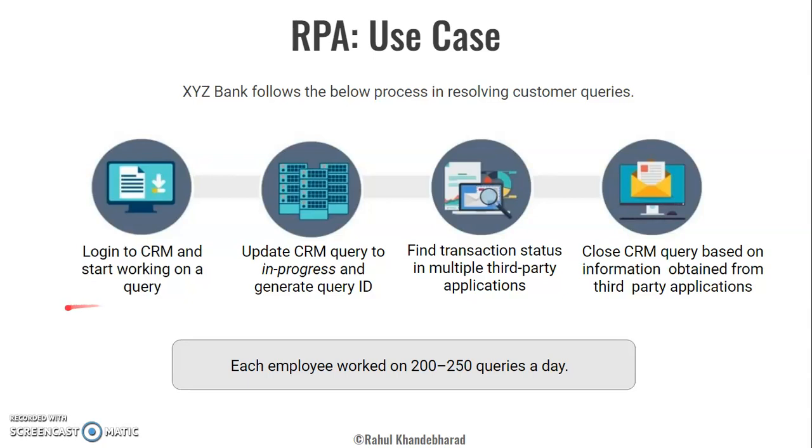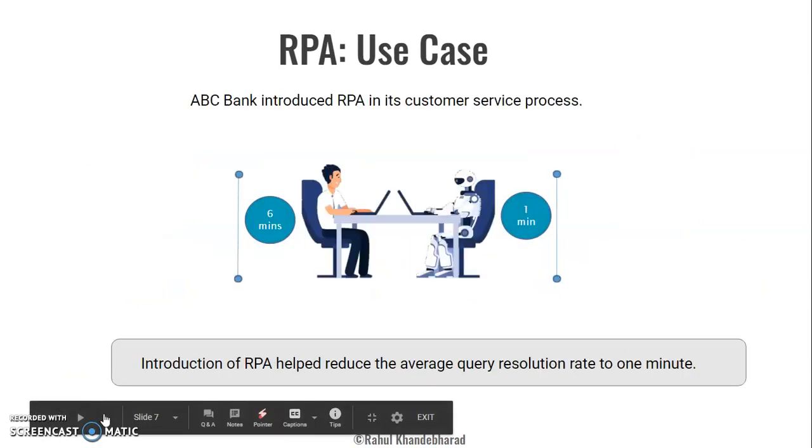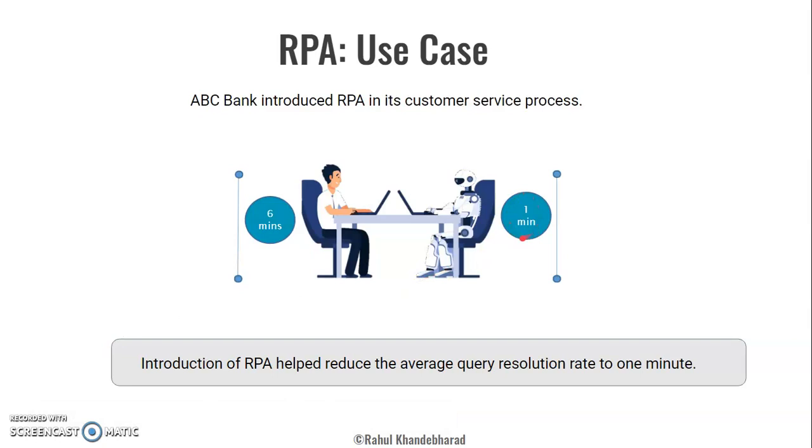But if we do it by RPA, that is robotic process automation, or by using a robot, it takes just 1 minute. So see, here it was taking 6 minutes, and here it is taking just 1 minute. So the time has reduced to 1 minute. 5 minutes have been saved, and the cost of a human has also been saved, because it is a repetitive task. Every time a customer comes, an executive needs to handle that query, but the same query can be handled by a robot. So RPAs are used in cases where we need to do repetitive tasks.